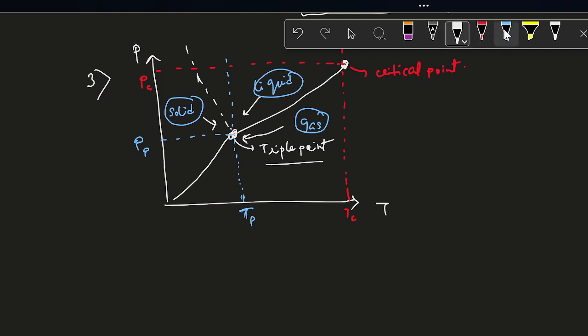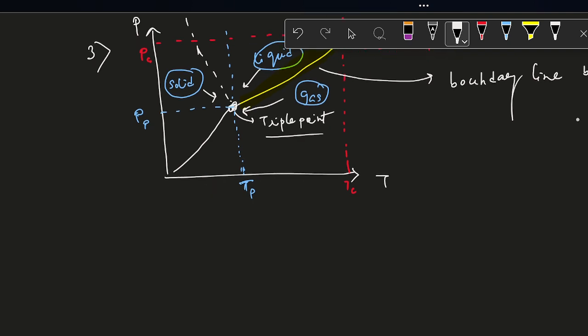But in this question, what is more useful to us is this line that I am highlighting in yellow. I think you can see. This is our concern: this line is the boundary line between the liquid and gas phases of the substance. This is the equilibrium existence of the two phases of matter, the liquid and the gaseous phase.